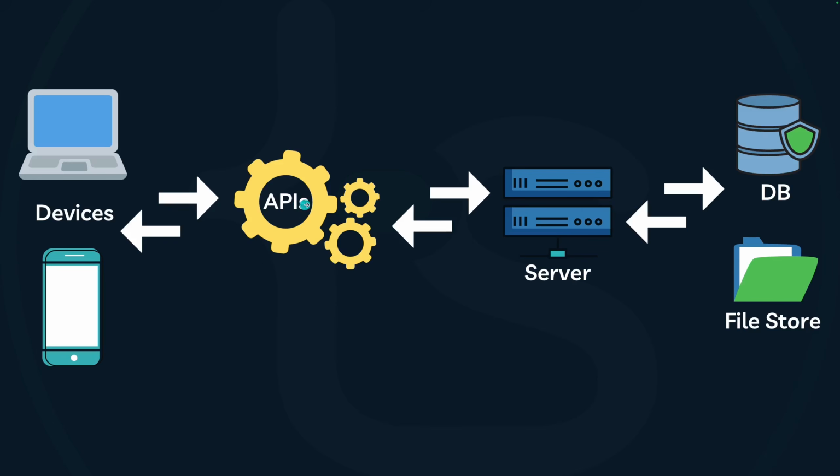The API will have the knowledge of the server through which it can get to the data. And once the data is fetched, with all the authentication and authorization systems in place, the data will be sent back through API responses to the client.